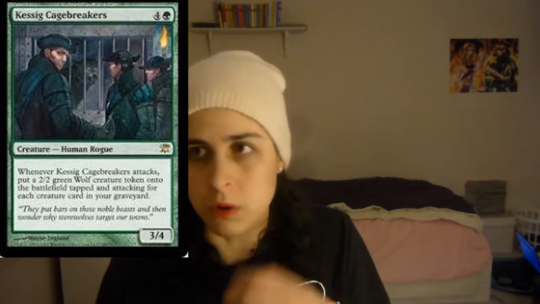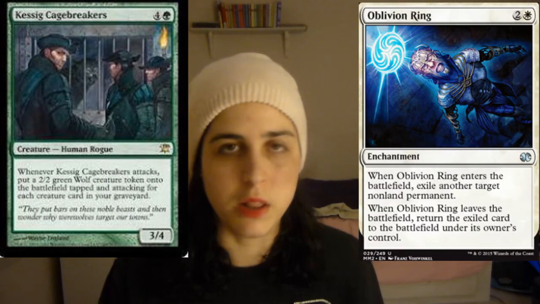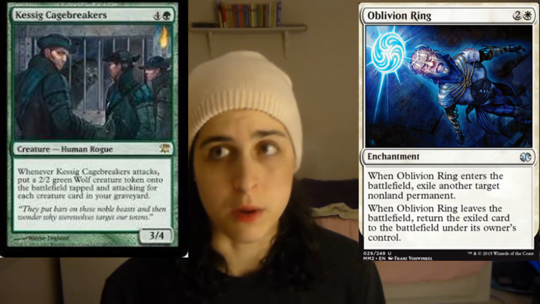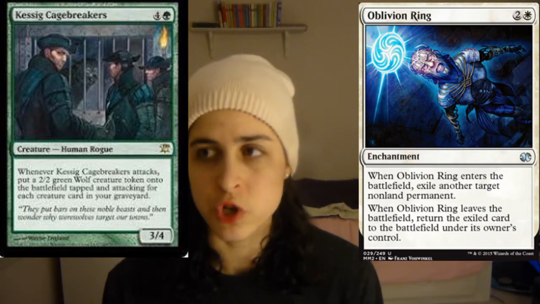Say you're running a Kese Cage Breakers in your deck, which I love. This card's sweet, you should always run it if you can. But then say you also have an Oblivion Ring. These are two completely different cards. They do two completely different things. One of them is 5 mana, one of them is 3 mana, one of them is a creature, one of them is an enchantment.